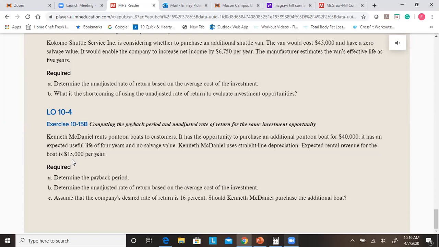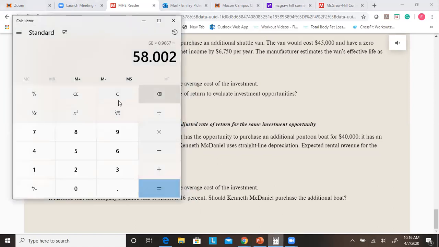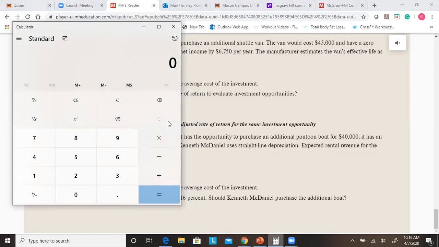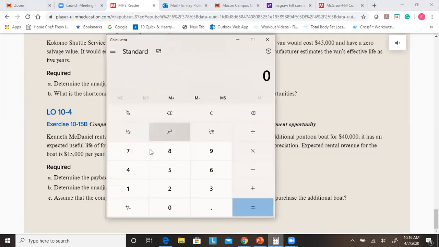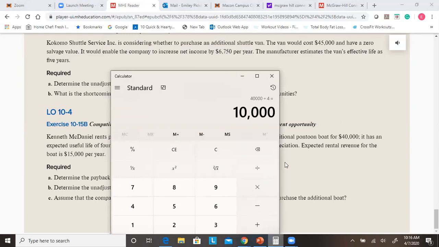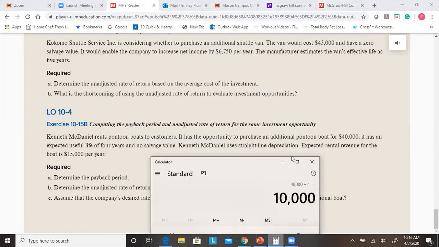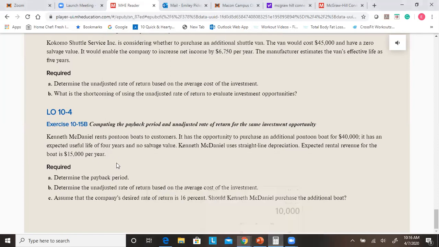So we're going to depreciate it by 10,000 a year, which is 40,000 divided by the number of years of the life. We're going to depreciate it by 10,000, which means that we don't have expected rental revenue of 15,000. We have expected rental revenue of 5,000 net. I'm just taking that revenue and subtracting out my salvage value, or not my salvage value, my depreciation, sorry.